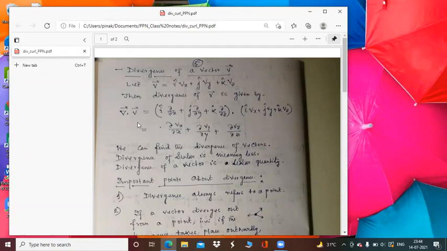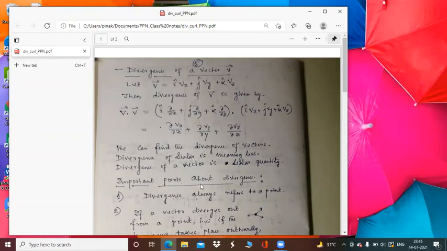Now here 3 points we need to note. Number one, we can find the divergence of a vector quantity. Divergence of a scalar quantity cannot be found out. That means divergence of a scalar is meaningless. This is the second point. And the third point is that divergence of a vector is a scalar quantity. So whenever you are finding the divergence of a vector quantity, the result is a scalar quantity.